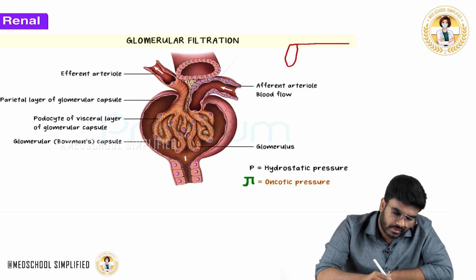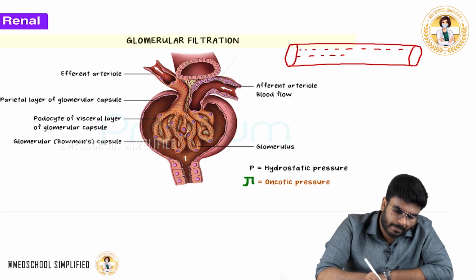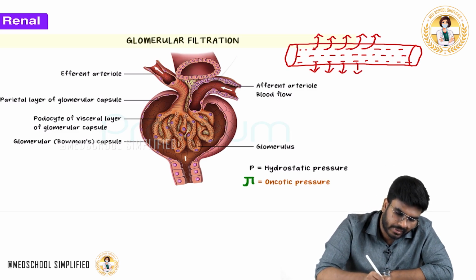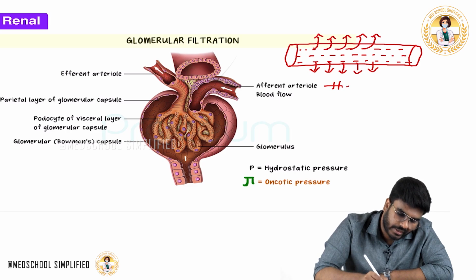They are hydrostatic pressure. Now let me show you one capillary. Let's take this as one example of a capillary. In this capillary, fluid is there, plasma is there. All the time this plasma wants to move out. The plasma is exerting pressure on the capillary. So this pressure exerted by the plasma to move out is called hydrostatic pressure.